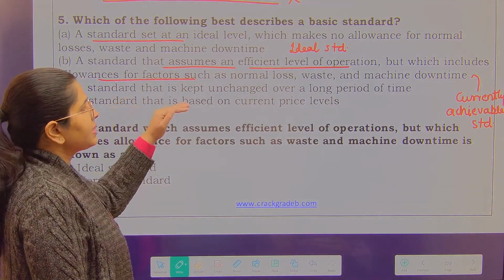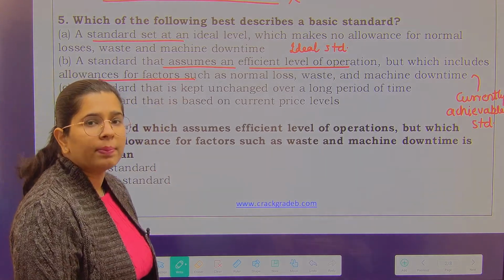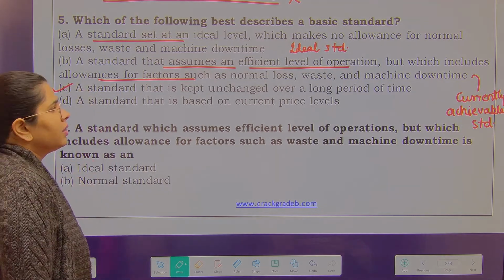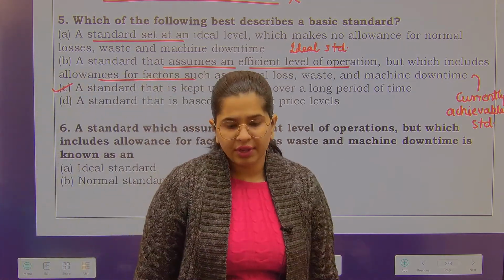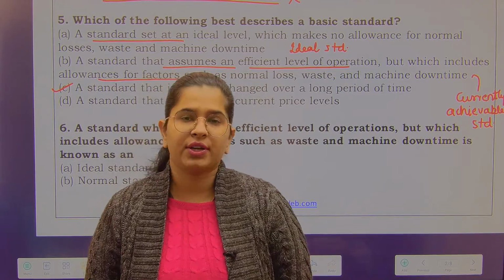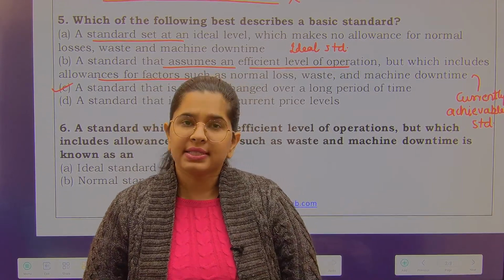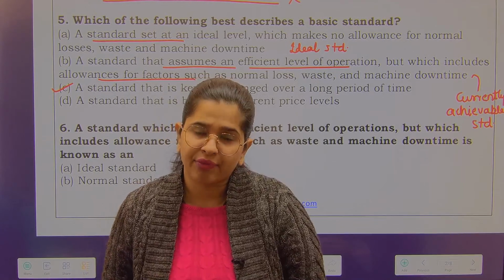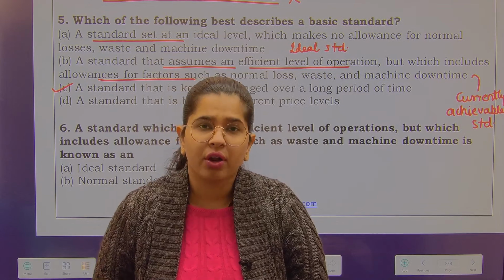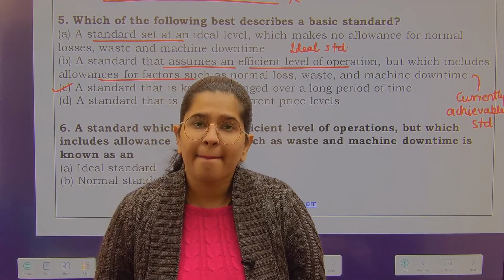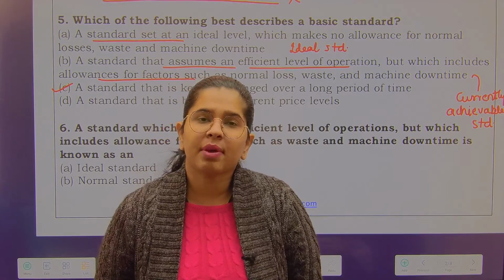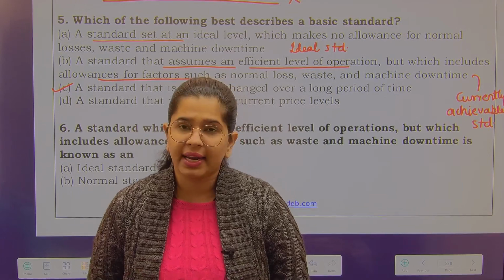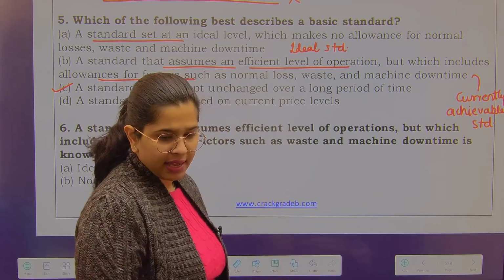Next is a standard that is kept unchanged over a long period of time. So this is my basic standard, right? I have given you the definitions of this, so I hope that you understand this point well. That basic standard means that it is not going to change for a longer period of time. It has remained static for a longer period of time, and is called the basic standard. So please remember the definitions which are provided in the notes, because questions can come directly from those definitions as well, right?